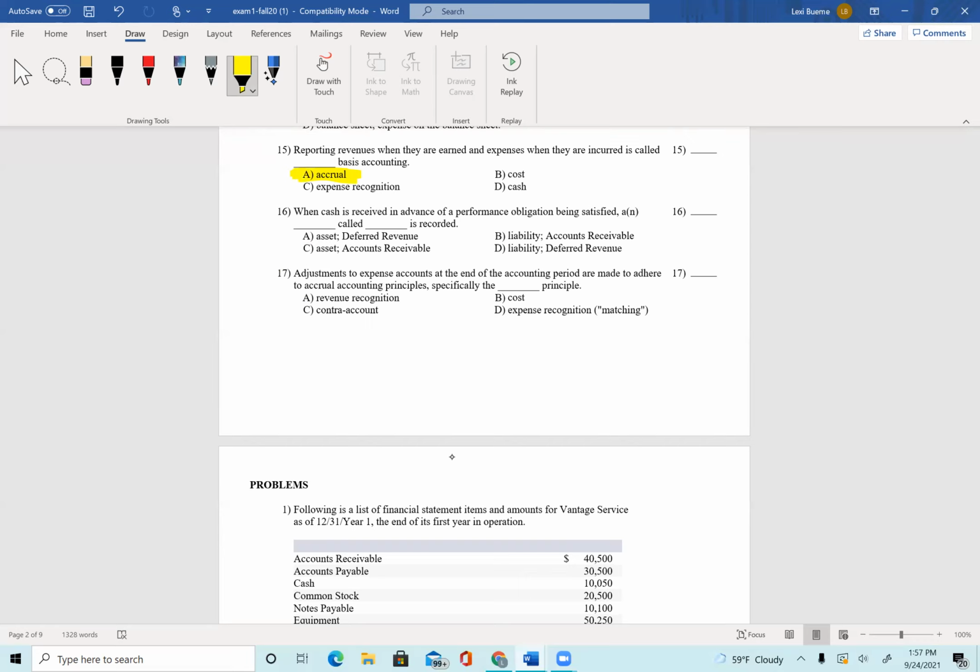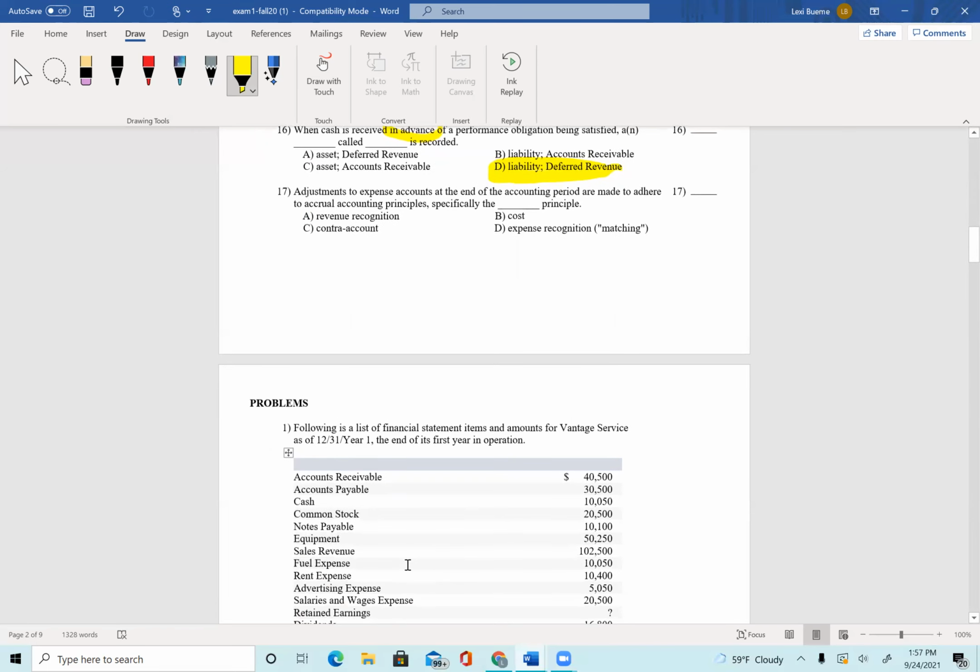When cash is received in advance of a performance obligation being satisfied, a blank called blank is recorded. So this is going to be a liability and deferred revenue. So if it's in advance, that means it would be deferred revenue. So that's the key word. And for a performance obligation, so it's going to be a liability and deferred revenue.